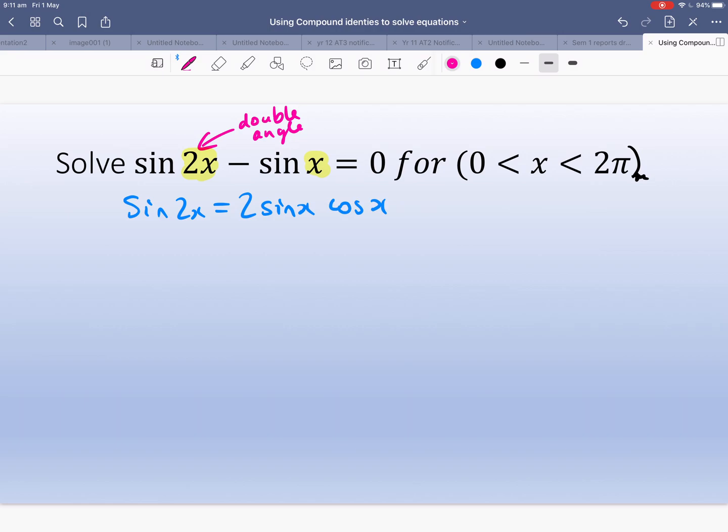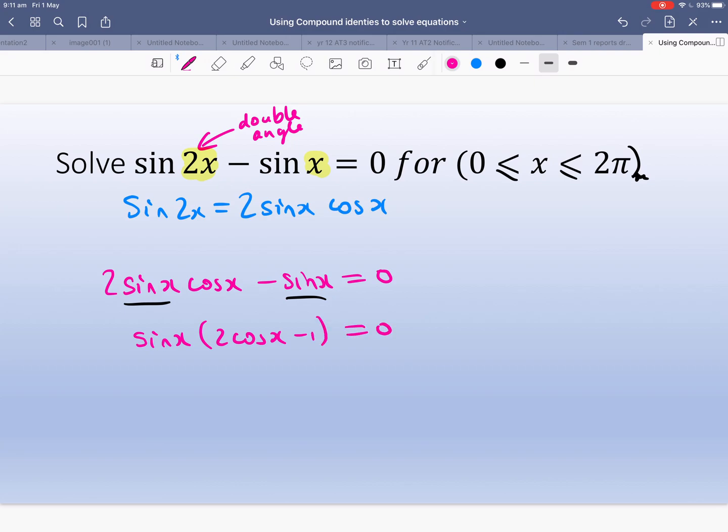Okay, so I'm going to use that. So I'm going to go 2 sine x cos x minus sine x equals 0. Oh, and I'm going to make these inclusive because that might make it nicer. Now, I know that both terms have a common factor of sine x, so I'm going to take that out. So I'm going to go sine x, then I get 2 cos x minus 1 equals 0.